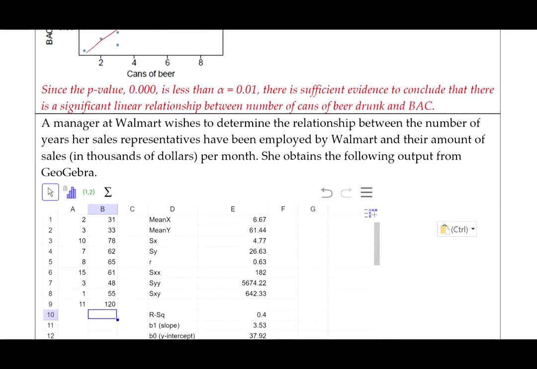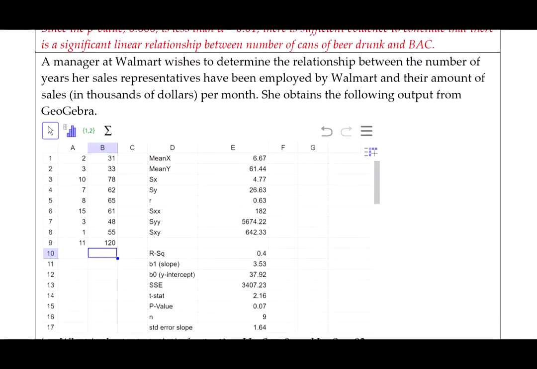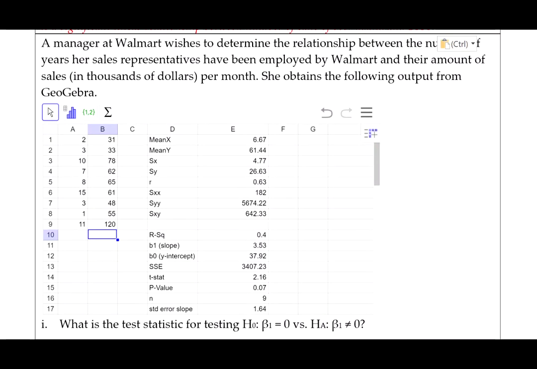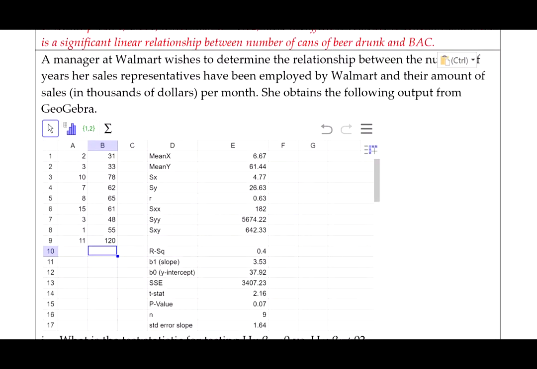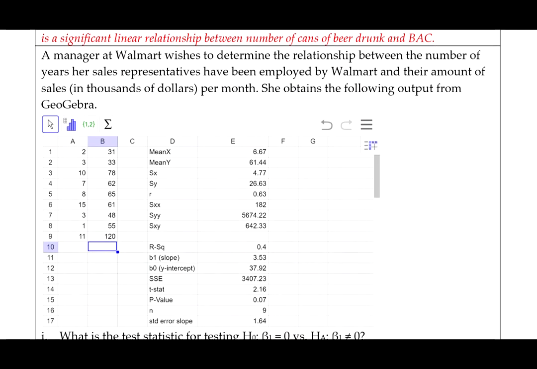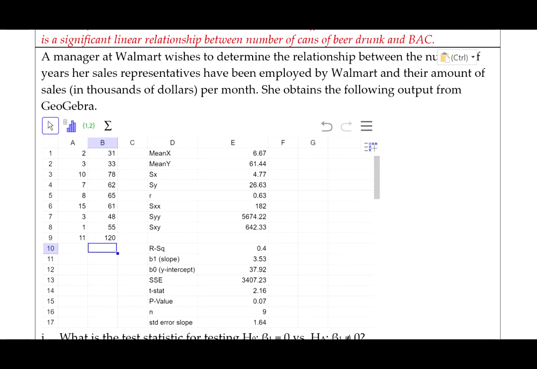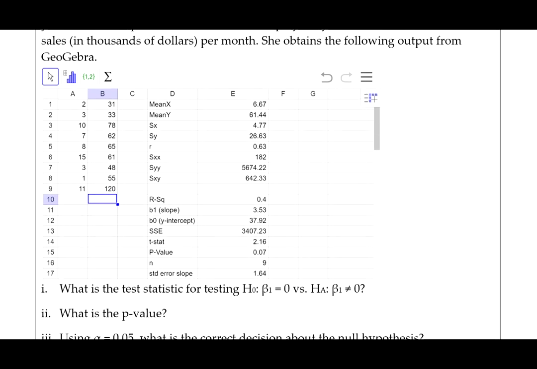Here's a second example. This one uses our GeoGebra app that is in our Canvas courses. A manager at Walmart wishes to determine the relationship between the number of years her sales representatives have been employed by Walmart and their amount of sales in thousands of dollars per month. She obtains the following output from GeoGebra.